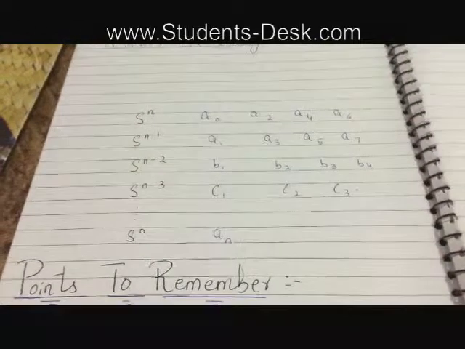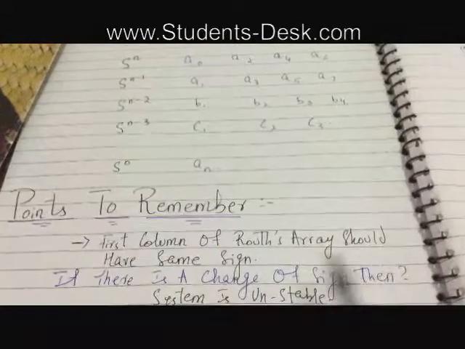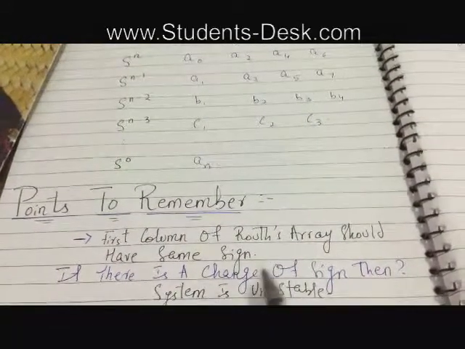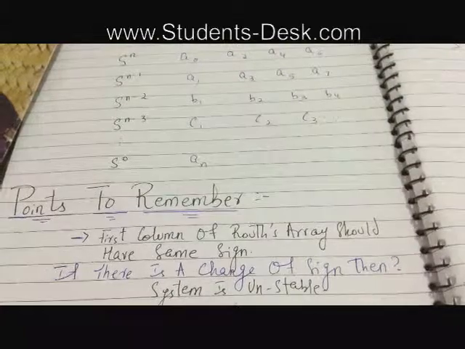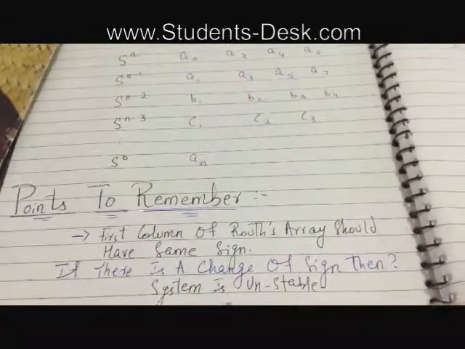Now there are a few points to remember. Point number 1 is the first column of Routh's array should have the same sign. If there is a change of sign, then the system is unstable. And if there is no change of sign, then it means that the system is stable.